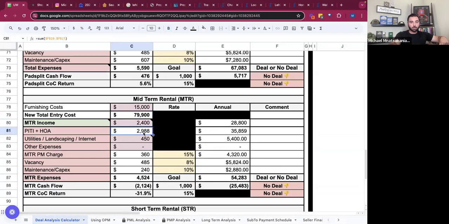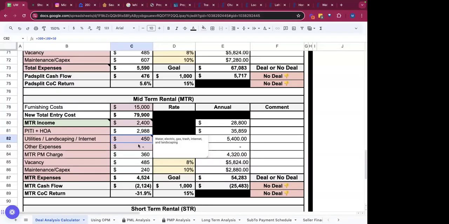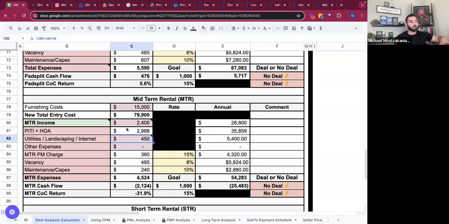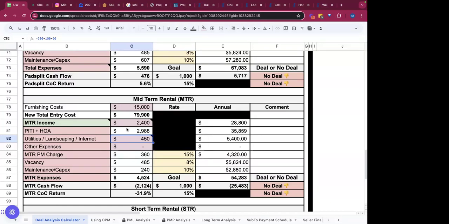So your PITI, we're assuming $450 a month for utilities. Once again, I don't know, maybe the HOA covers water and all that. I don't know. So I could save $100 or $200 here or there. I believe the HOA covers water and internet. Yes, it does. They just responded.